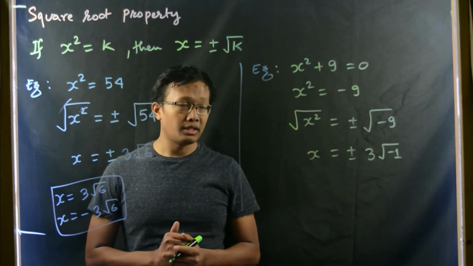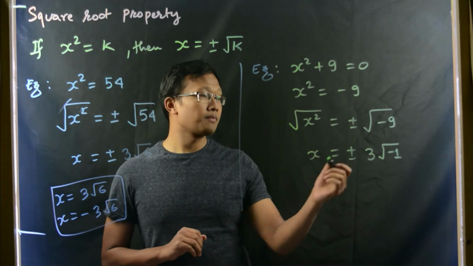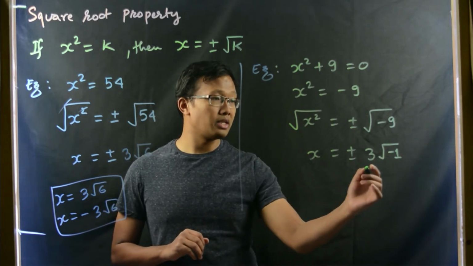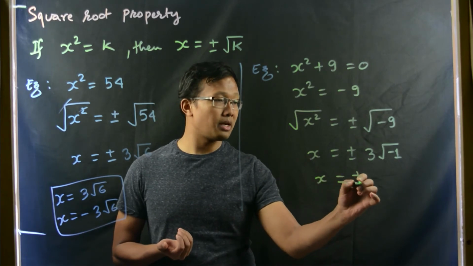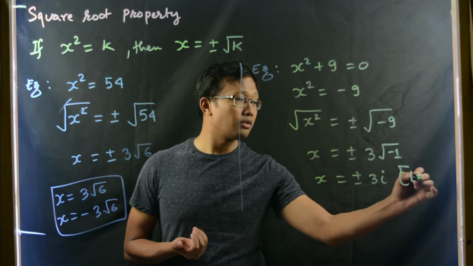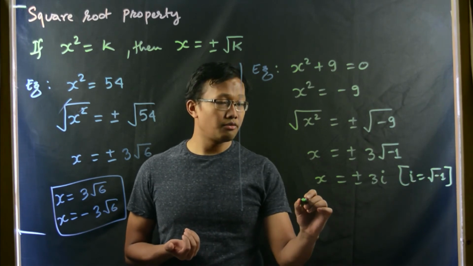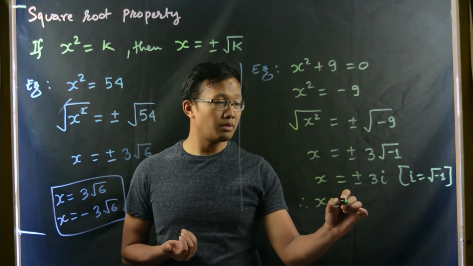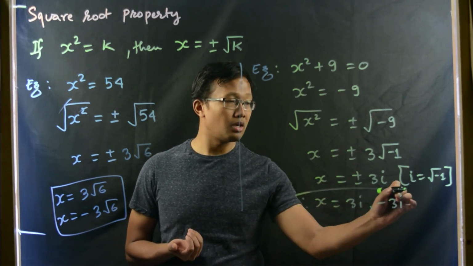Since we already know from our knowledge of complex numbers that the root of negative 1 is simply the imaginary unit, I can write this as x equals plus or minus 3i, where i equals the root of negative 1. So this is a complex number. Therefore x equals either positive 3i or negative 3i. These two are the answers.